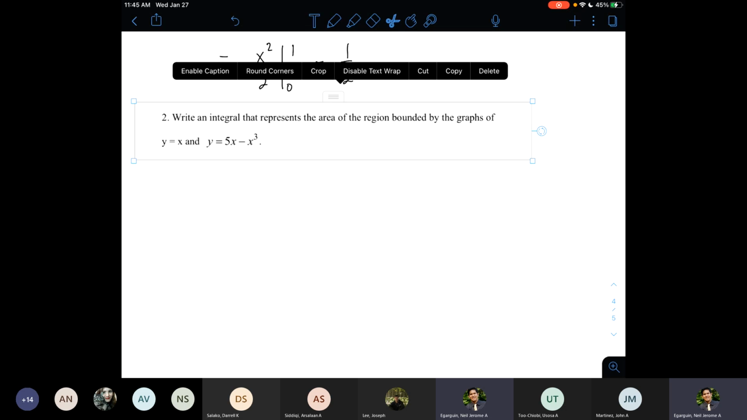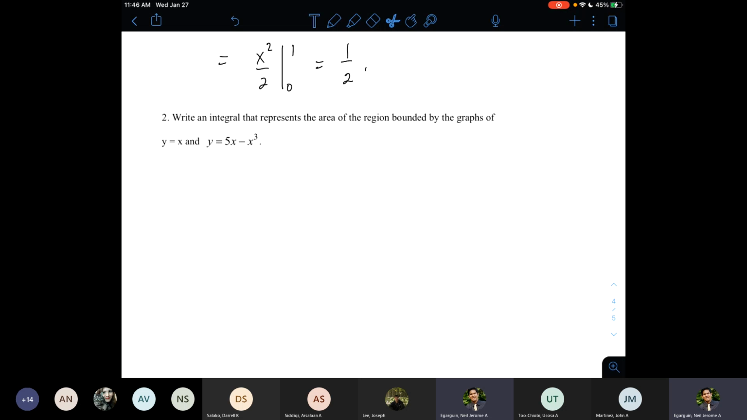I'm not sure. I was thinking, should this be a later example? Because y equals x is easy, it's just a straight line. But 5x minus x cubed, that's a cubic function, and the graph will look a little difficult to picture, right? Because we are just used to sketching y equals x cubed, not 5x minus x cubed. So let's see. The thing here is I need to make sure which graph is on top and which graph is on the bottom, right? So I need to sketch the graph.